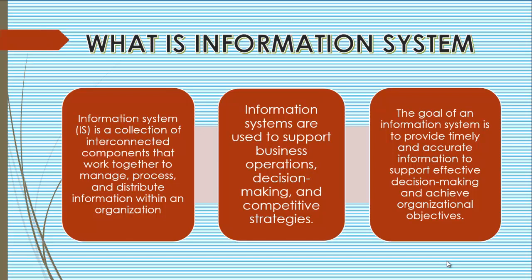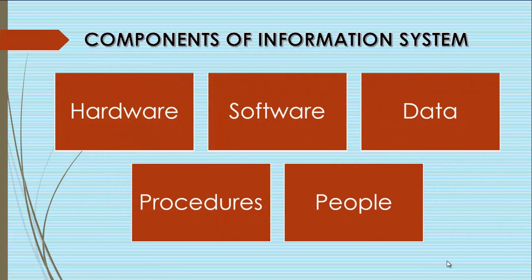We move further to the components of information system. What are the components of information system? There are various components of information system. Number one is the hardware. The hardware includes all physical devices that make up the information system. For example, like computers, servers, printers, scanners, and even storage devices. All these fall under the hardware component of the information system.